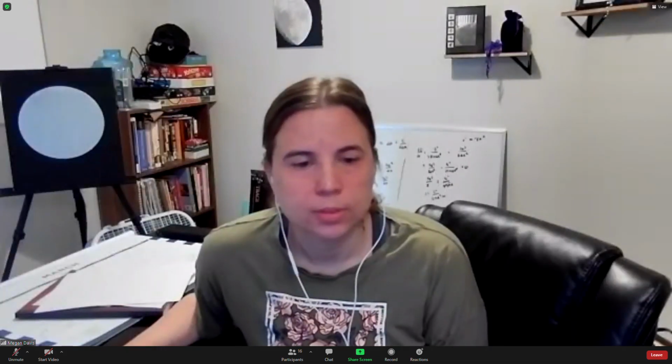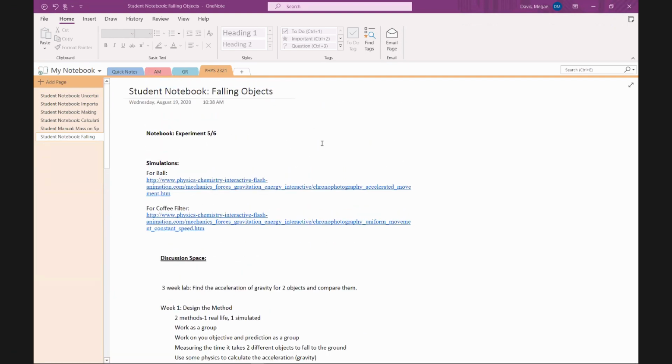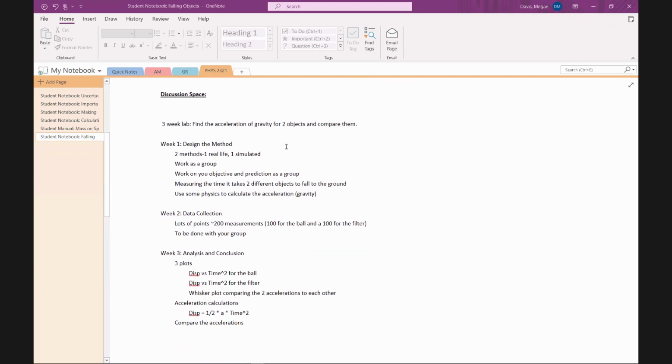Okay, awesome. So the next thing I'm going to do is just pull up my notebook in OneNote. So this is just that notebook that I just had open with the 2 simulator links at the top. And these are just the notes that I have in my discussion space. So again, this is a 3-week lab. The goal of the lab is to find the acceleration of 2 different objects and compare them to each other. We're going to do that by just dropping these 2 different objects and timing them a bunch.